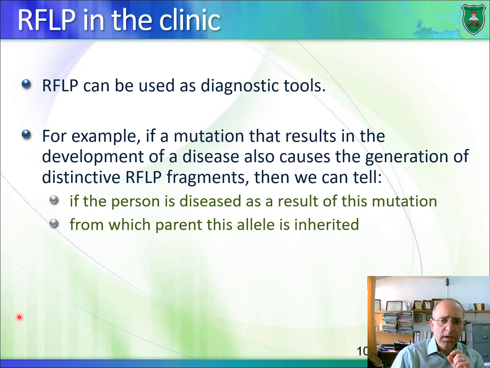Okay. How can we use RFLP in the clinic? I'll give you a few examples. Again, we can use it to determine if a person is having a disease or not. We can also determine paternity, that is, who's the father, who's the mother. Okay, so it's used basically in forensic medicine. Because each one of us, again, has his own, her own molecular fingerprint. So we use it for diagnosis.